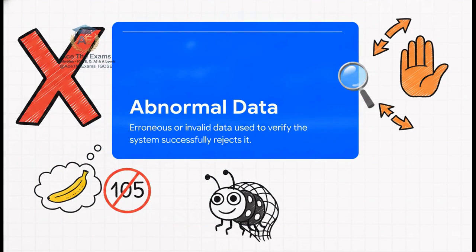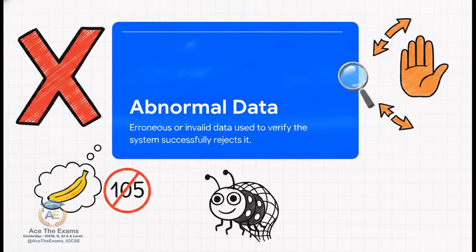And finally, we arrive at abnormal data. This refers to erroneous information that your system must be smart enough to safely reject. This is data that is way outside the acceptable boundaries, or it's of a completely wrong data type altogether. Imagine entering 105 into our test score system, or even better, entering the word banana instead of a number.